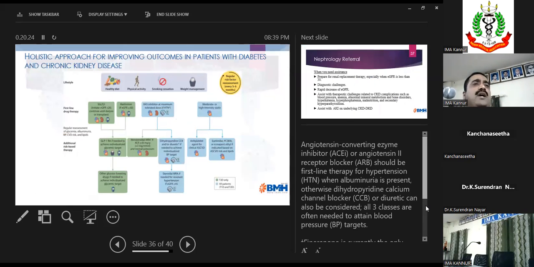Then there should be a holistic approach. Diabetes management is definitely not a one-man show. You should have the dietitian, and physical activity of nearly 150 minutes per week is required. You have to advise on smoking cessation and weight management. Along with that, drugs play an important role, of which ACEi/ARBs and SGLT2 inhibitors have a major role. And yes, in indicated cases, low dose aspirin and statins have to be added to provide stability in renal function.